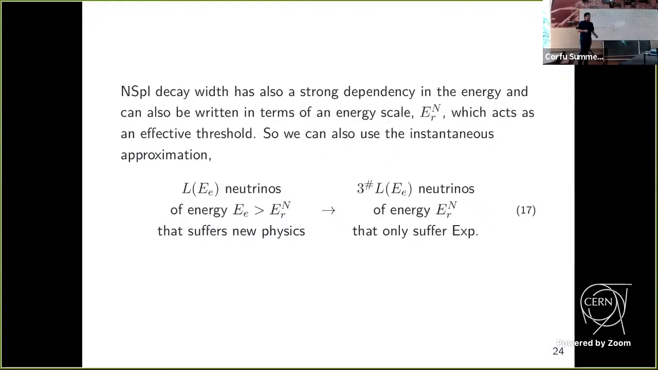As the neutrino splitting has formally the same form in the decay width, it can also be written in terms of an energy scale, which is an effective threshold for the neutrino splitting, and the dominant one because it's the only one we have in the neutrino splitting. We can do the same and apply the instantaneous approximation, in which we substitute the emitted neutrinos by the number of neutrinos at the end of the shower. Doing this, we can describe the effect in the same way for both, and we can add the effects, and we can add this effect to the effect of the expansion also.